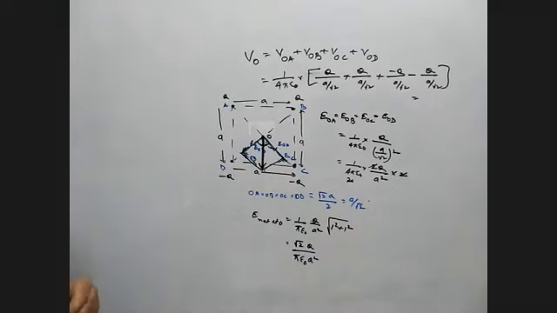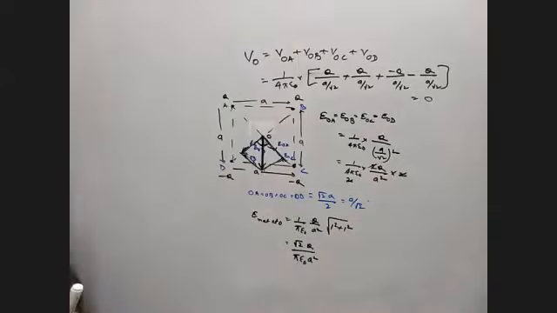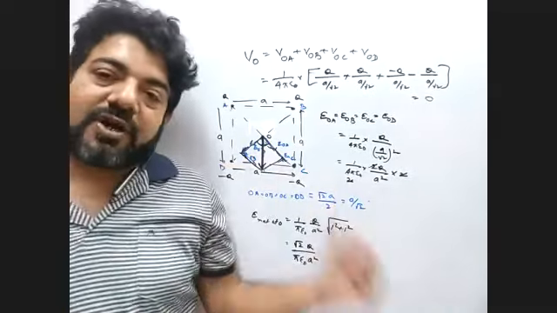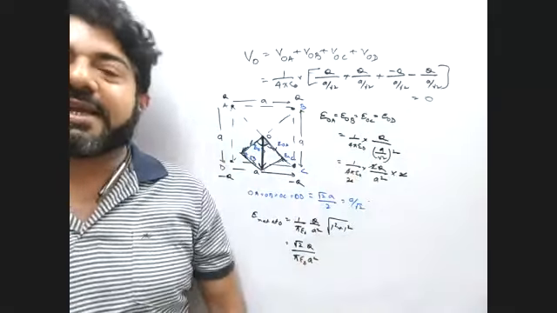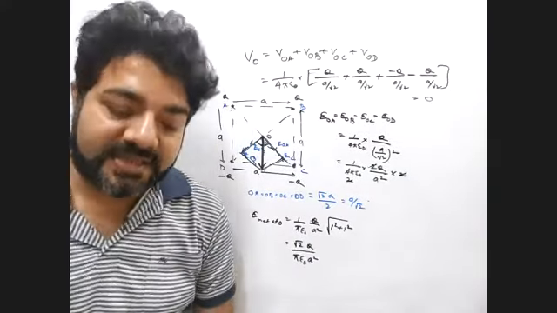So what is the answer? 0. So the examiner can give you this type of question. They can ask you potential as well as electric field. So always remember, for electric field, you find out the net direction, and for potential, you find out the net potential, which is a scalar quantity.